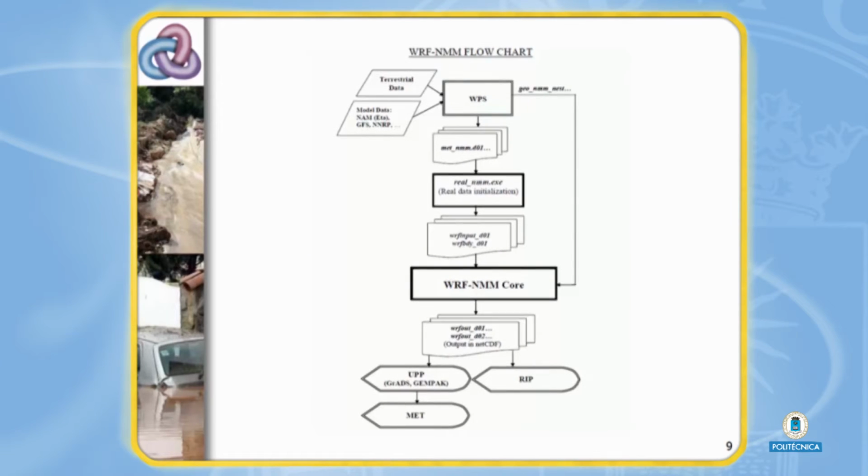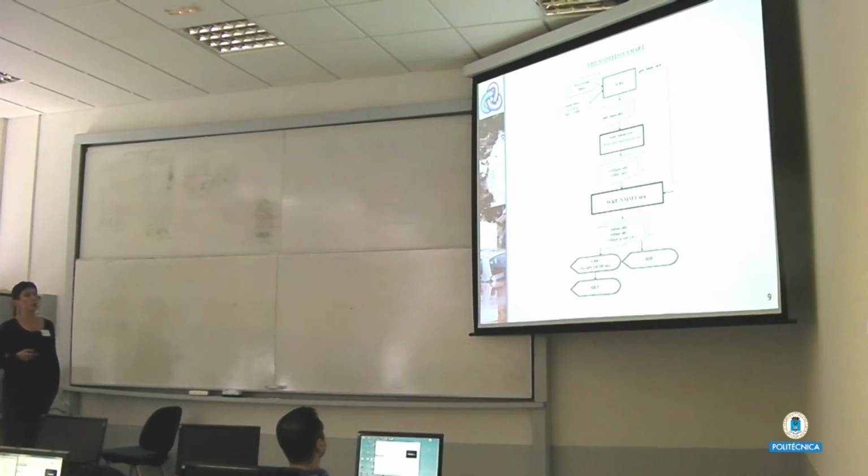And this is how it looks, the WRF NMM flowchart. First, you have to provide terrestrial data, but there are also links from which you can download all of them. It's usually called geodata. Then you need to provide model data from global data for running preprocessing in WPS through three phases that I already mentioned: GeoGrid, UnGrid, and MetGrid. The output of WPS is meteorological fields for NMM running. First, you run real NMM, which is real data initialization, and the outputs of this model are WRF input and WRF boundaries.